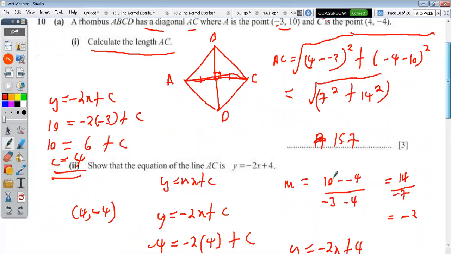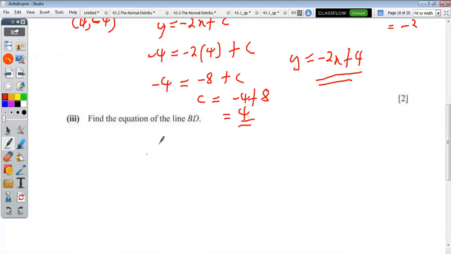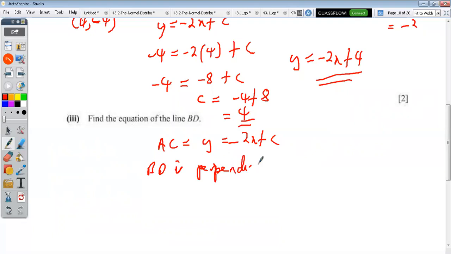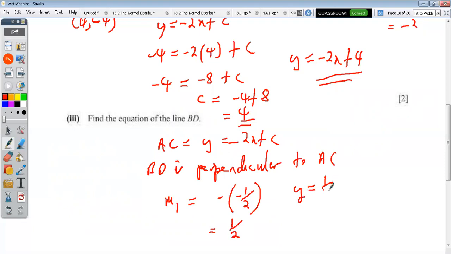So we now know that the first thing is that we remember AC has got the equation y is equal to minus 2x plus c. But now BD is perpendicular to AC. If it's perpendicular, its gradient is the negative reciprocal of this. So minus brackets minus 1 over 2, or 2 over minus, is just the same. So it's a positive half here. It's the gradient. So the equation that we want is y is equal to half x plus c. But we don't even know any point.